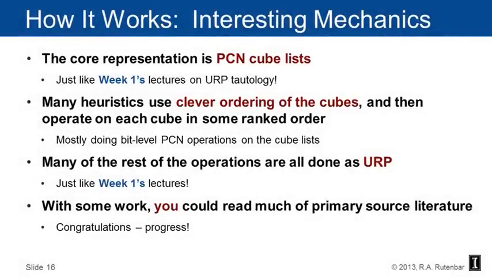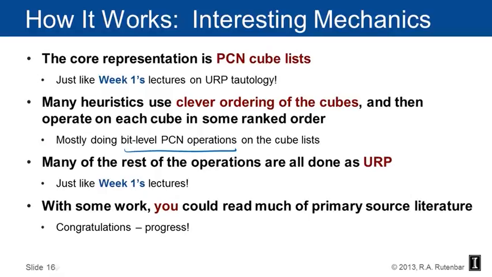So how does all this stuff actually work? One of the things that's really interesting is that the core representation for most of this stuff is positional cube notation cube lists. This is just exactly like week one's lectures on URP tautology. Many of the heuristics use some clever ordering of the cubes and then operate on each cube in some sort of ranked order. And they're mostly doing bit level PCN operations on the cube list. So it's actually all pretty understandable by you.